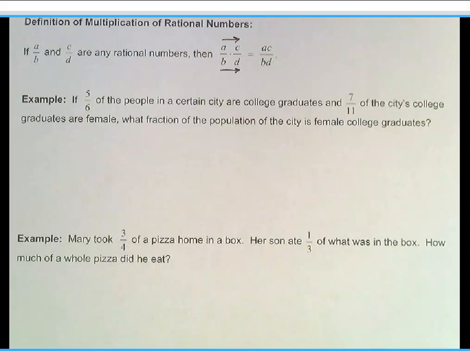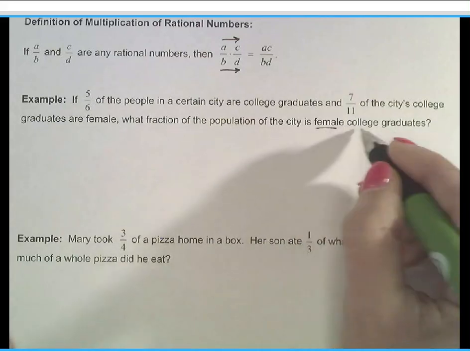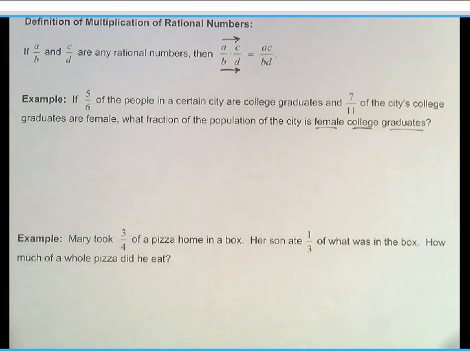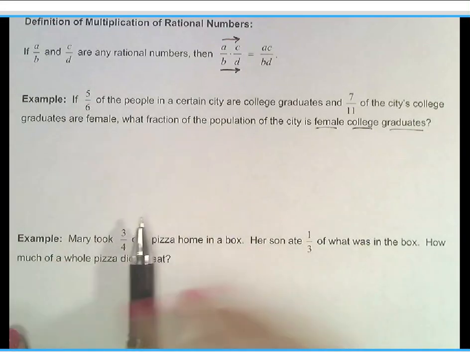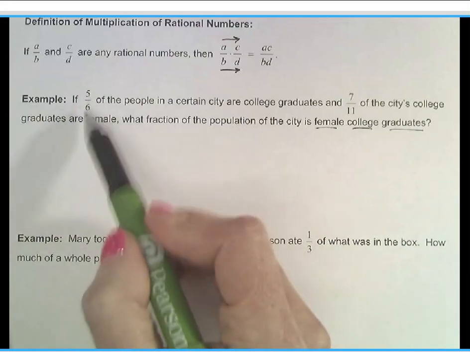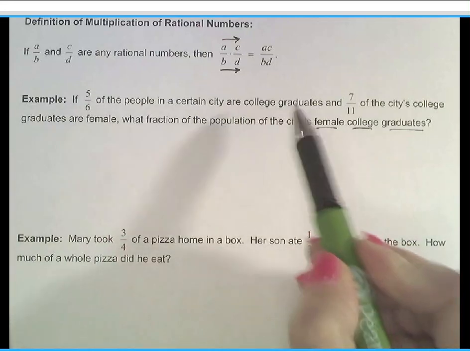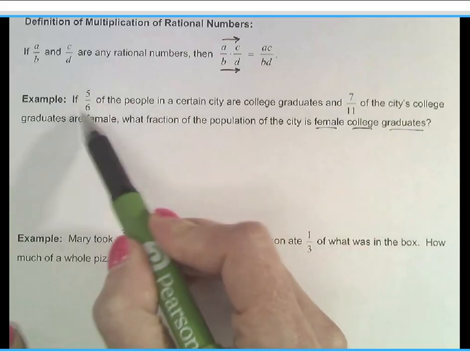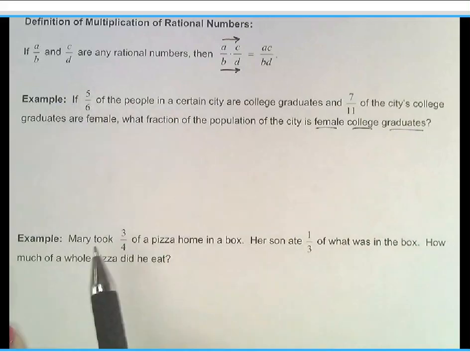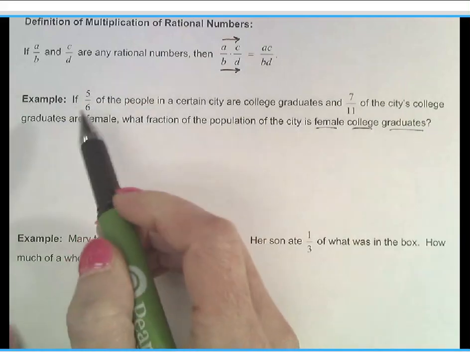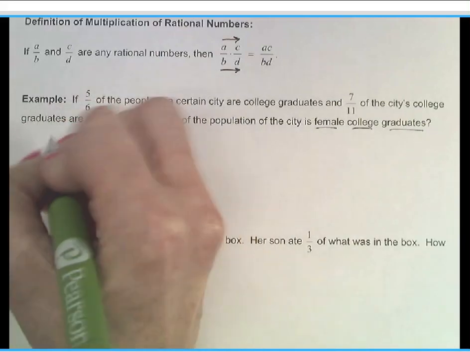So this first question says, if 5/6 of the people in a certain city are college graduates and 7/11 of the city's college graduates are female, what fraction of the population of the city is female college graduates? So 5/6 of the people in the city, so not all of the city, but almost all of the city, are college graduates, and 7/11 of those are female. 7/11 of the 5/6.